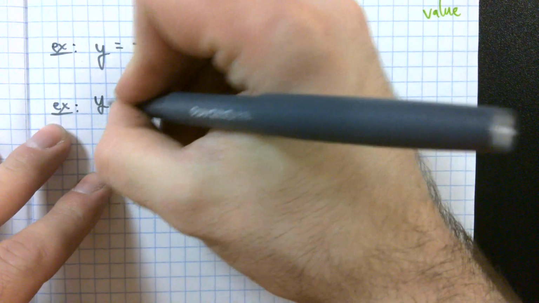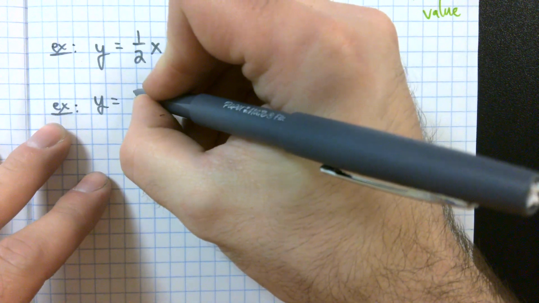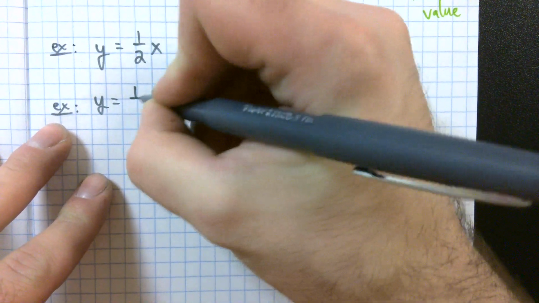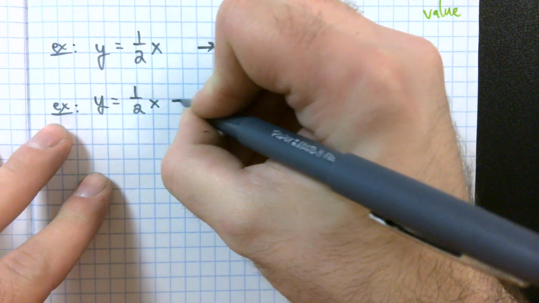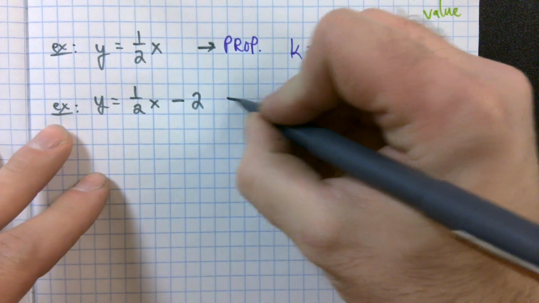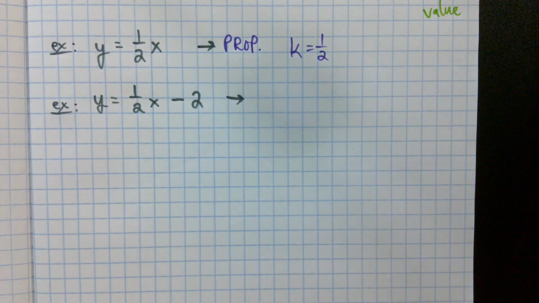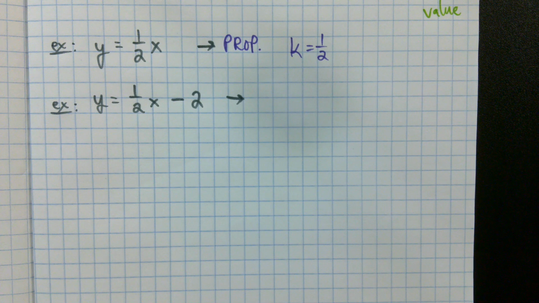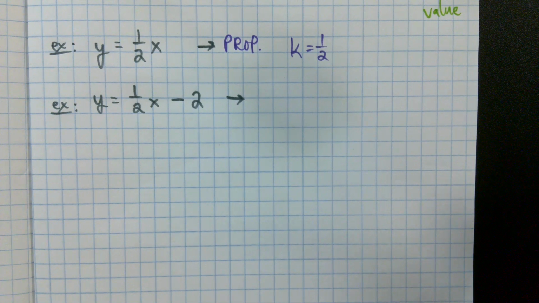Let me show you kind of a contrast here. If I have y is equal to 1/2 x minus 2. All right, go ahead and write that equation out. Y is equal to 1/2 x minus 2. What do you guys think for this one? Thumbs up if you think it's proportional. Thumbs down if it is non-proportional.